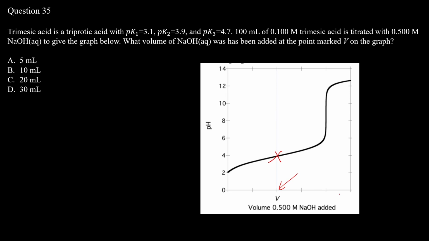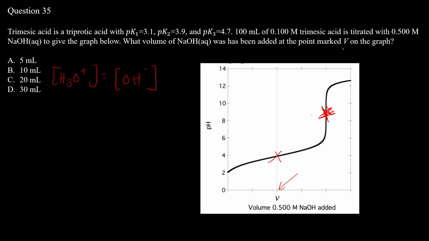The point at which we can find how much sodium hydroxide has been added is at the equivalence point. At the equivalence point is when you have that massive jump. At that equivalence point, your concentration of hydronium is equal to your concentration of hydroxide. And so we can find out our concentration of hydronium and hydroxide using this information here. We know that 100 mL of 0.1 molar trimesic acid is titrated, and we know that at this point, all of the hydrogens in the acid have been dissociated.